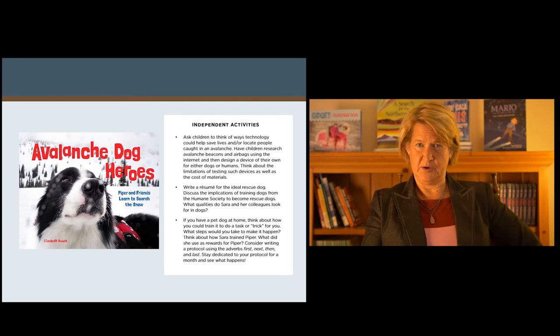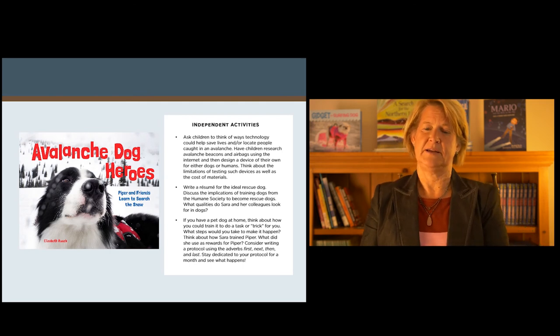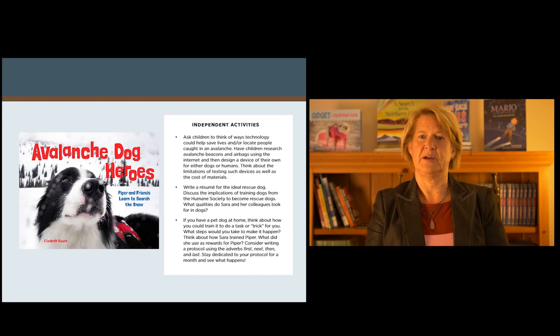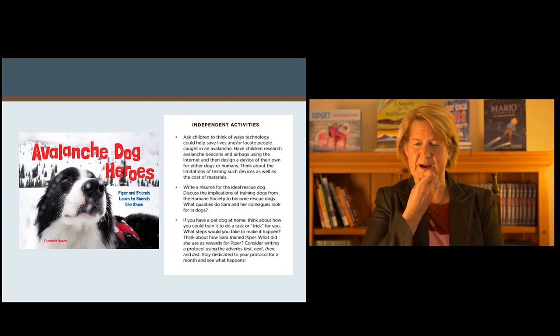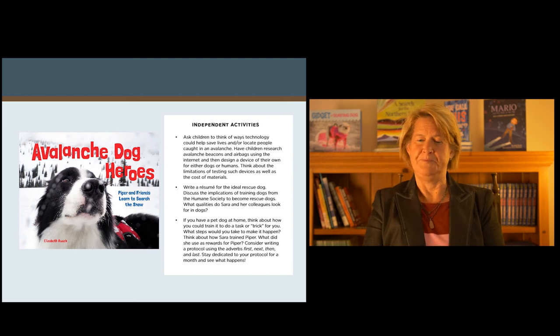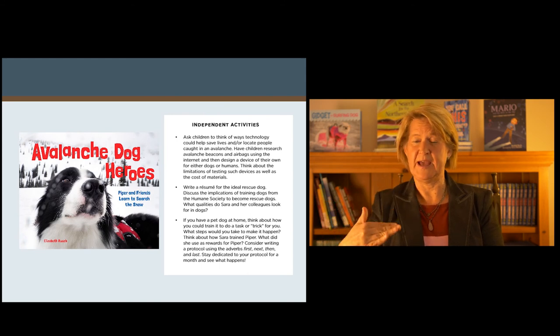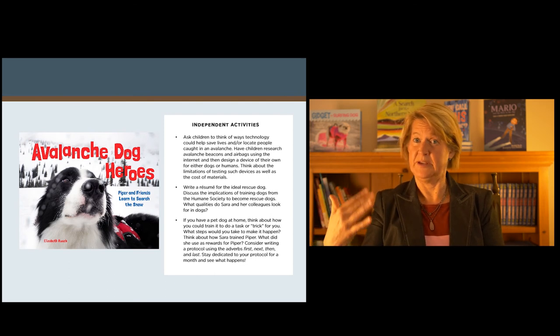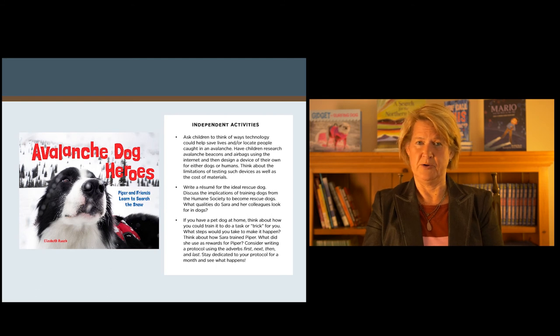The Avalanche Dog Hero book actually has, in the back of the book, a bunch of activities that kids can do, like writing a resume for the ideal rescue dog as a writing activity. Another writing activity could be, if you have a pet at home and you want to train them to do something, what would be the steps that you would do to train them? And again, you can go back to the book and see how these dogs are trained, and they can use that to do their own activity.